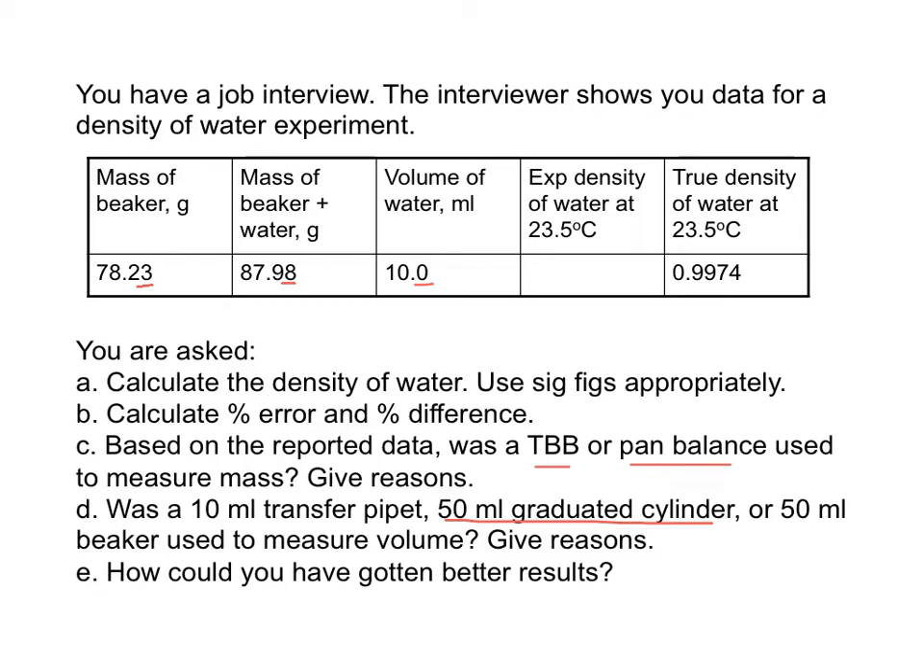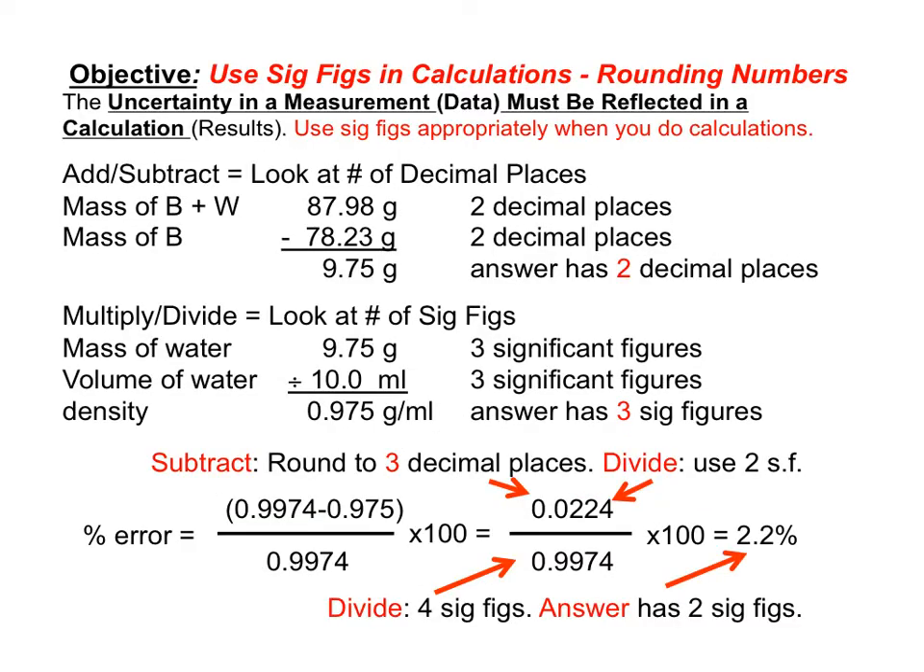For E, to get better results, use a measuring device which has smaller uncertainties. A 10 mL transfer pipette has a smaller volume uncertainty than a 50 mL graduated cylinder, so that probably would have given better results. For question A, we need to know the mass of water and the volume of water to calculate the density. So the mass of water is 9.75 grams, the volume of water is 10.0 mL. That means the density is 0.975 grams per milliliter, using significant figures.